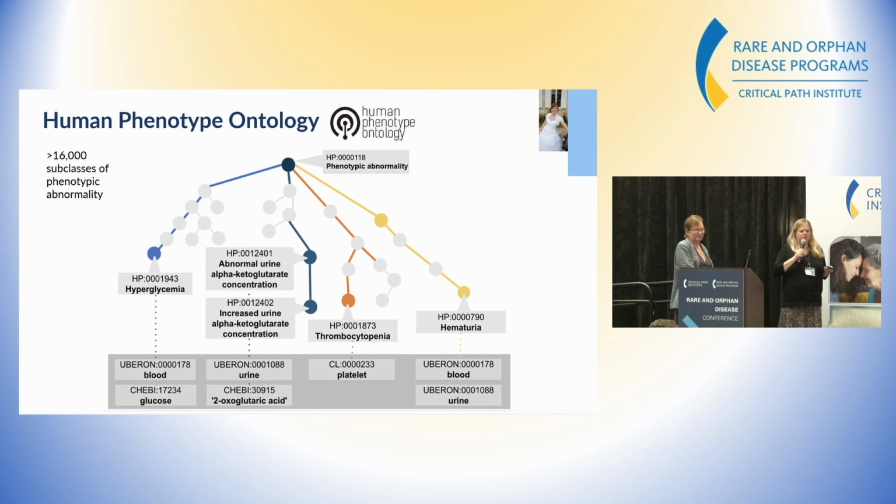We also use external ontologies or other ontology concepts to logically define the terms. So in the case of hyperglycemia, we would computationally define that as a type of increased glucose that occurs in an anatomical entity in the blood.